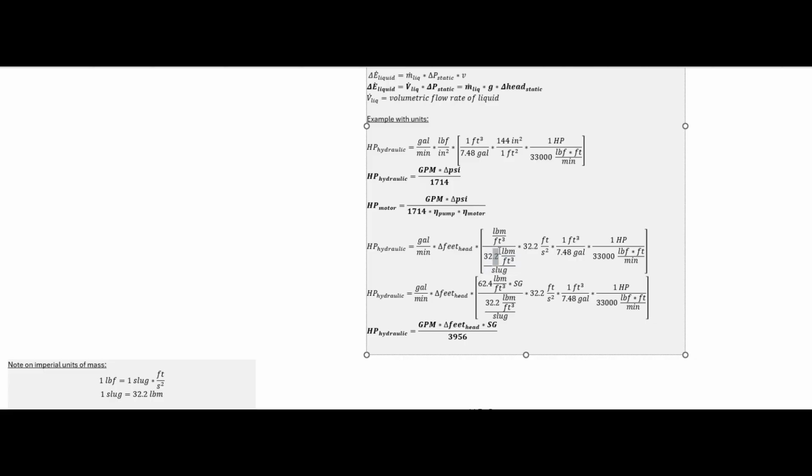But we convert density to slugs per cubic foot times gravity, 32.2 feet per second squared, convert gallons to cubic feet, and then we're back in this unit of pound force times feet per minute, 33,000 of those in a horsepower, and we ultimately get to this equation here. I took another step to show this using specific gravity instead of density. So ultimately this boils down to hydraulic power equals gallons per minute times our change in feet of head times specific gravity of the fluid divided by 3,956.